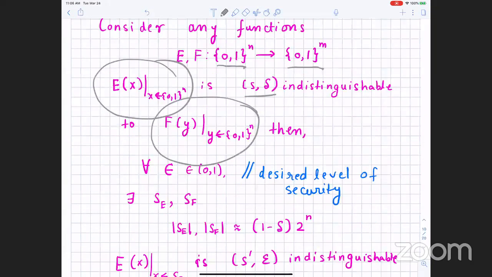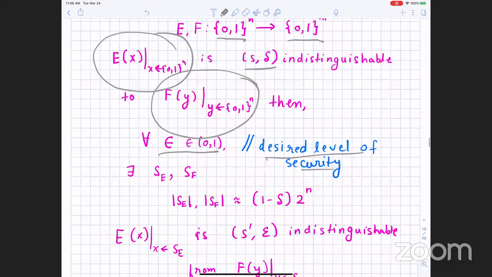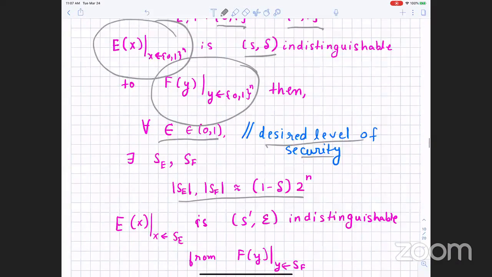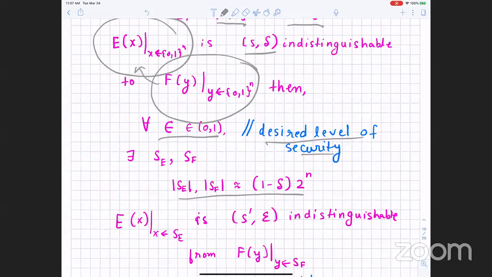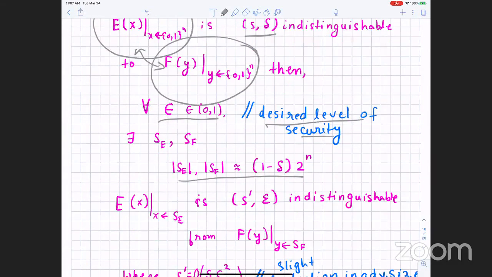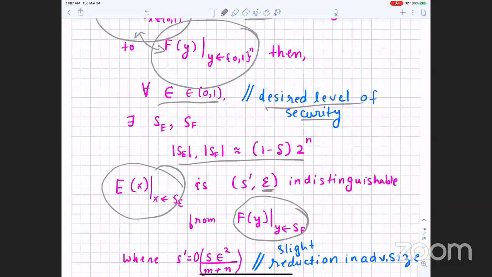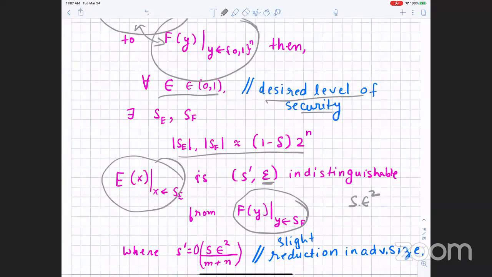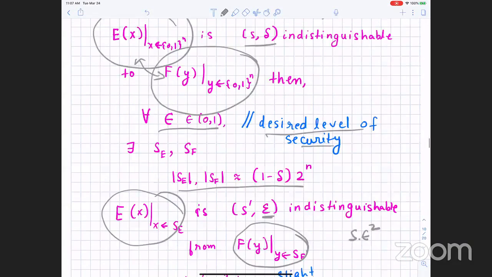Then for any desired level of security, any desired advantage epsilon that you want, there will exist two sets SE and SF which are big enough: they are of size (1 minus delta) times 2 to the n, where delta was the maximum advantage in the initial indistinguishability. Now if you sample x from the set SE and y from SF, E(x) and F(y) become epsilon-indistinguishable for all adversaries of size S prime, which is almost as large as S, only slightly smaller. You pay a factor of epsilon squared in multiplicative terms. If you want more security, you end up getting security for smaller size circuits. So that's the hardcore set theorem.